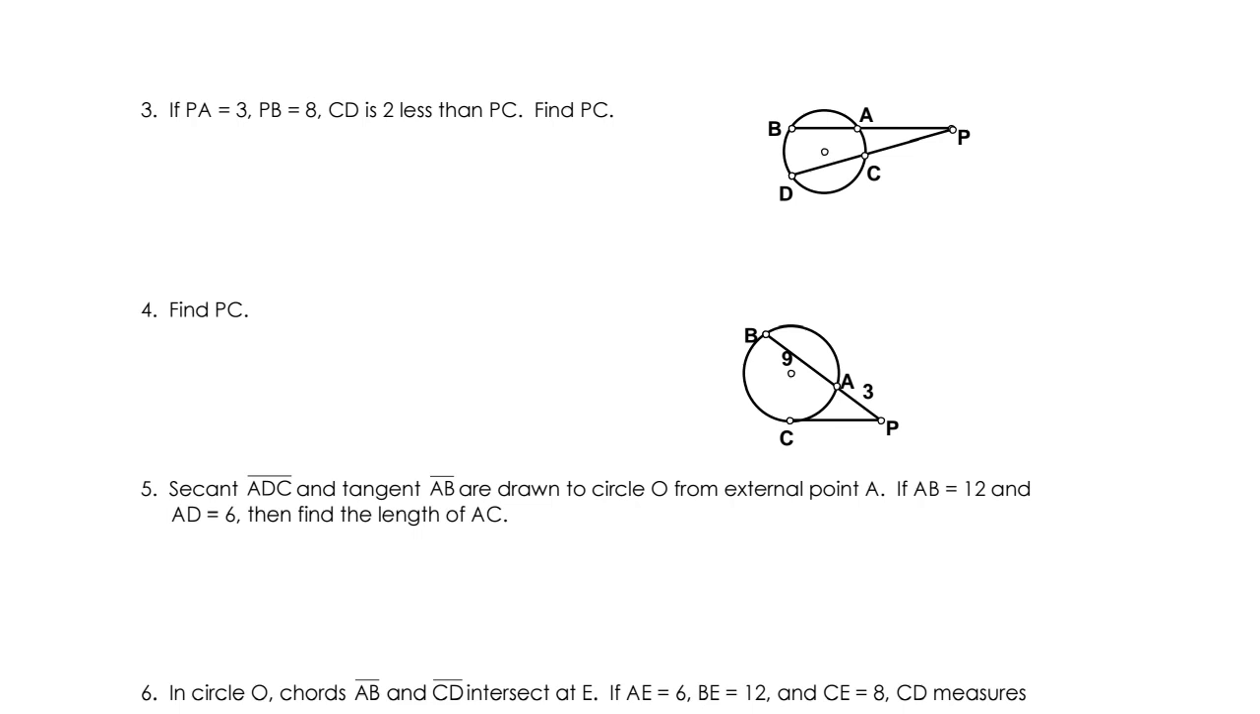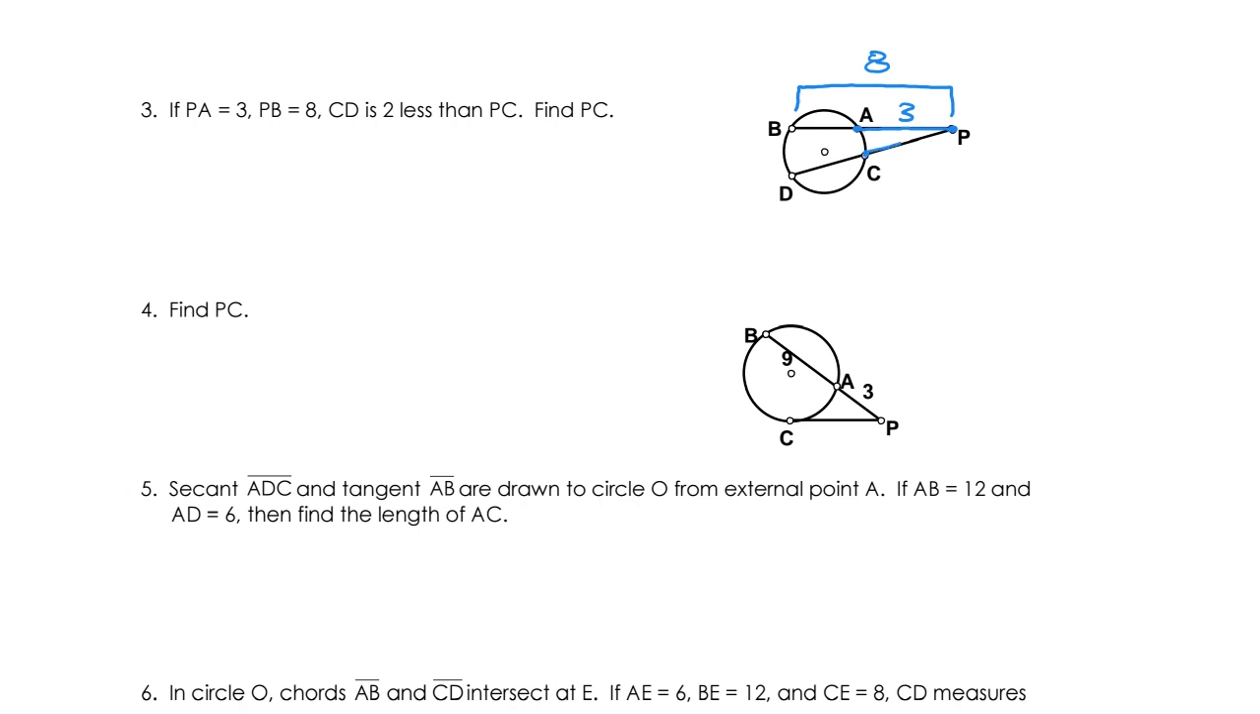Right, guys, we're on the back side of day 7 notes. And in number 3, it says that PA equals 3. So from P to A, that length there is 3. PB is 8. So from P to B, I recommend using a bracket because it's the length of the whole. Okay, so that's 8. And then they tell us CD is 2 less than PC.